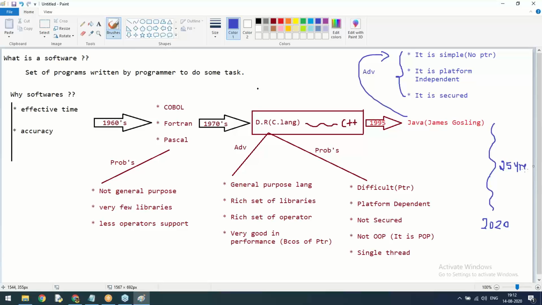Some of you might be thinking, sir, now Python is coming. Python will kill Java now. Python will eat Java now. Python will destroy Java now. Nothing will happen, sir. Nothing will happen to Java. Python is entirely different. Java is entirely different. The scope where Python is used is different, and the scope where Java is used is different.